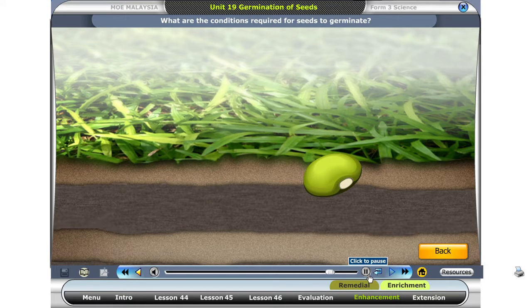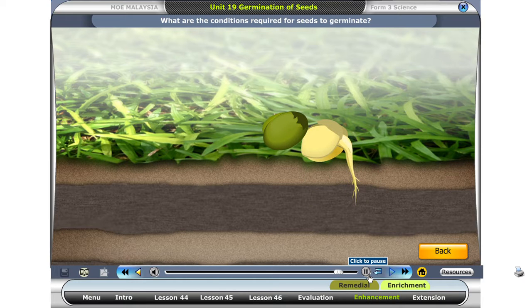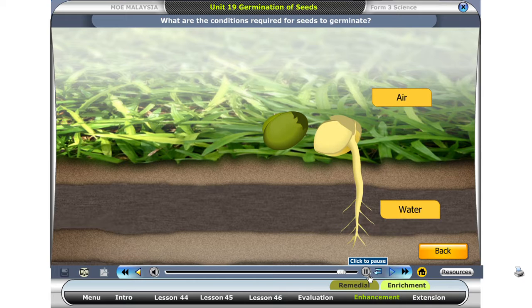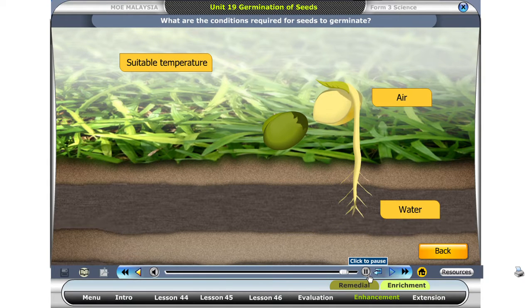What are the conditions required for seeds to germinate? For germination, seeds require water, air, and suitable temperature.